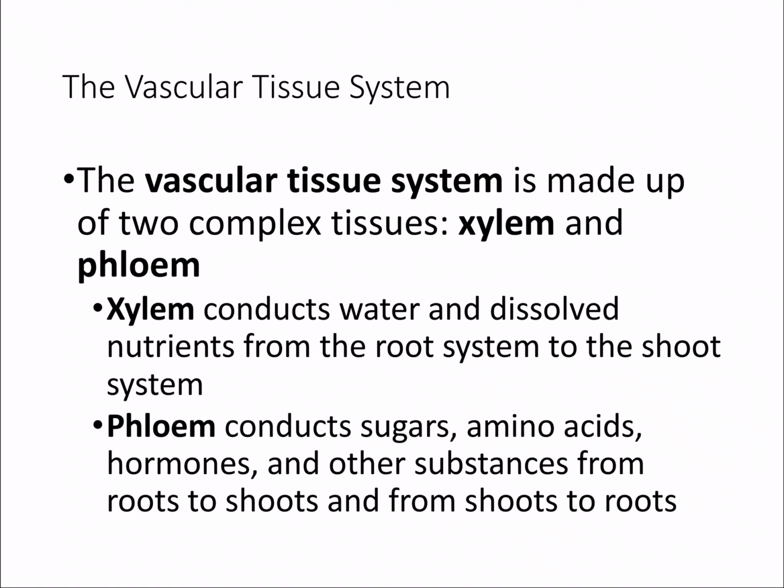So remember, you've got your sugars and everything that's coming in from photosynthesis up in the shoots, but then you've got your ions and nutrients coming in from the roots to the shoots. Phloem is going to take the non-water things, and xylem is going to take the water. These are the two types of vessels in plants that move these things around.